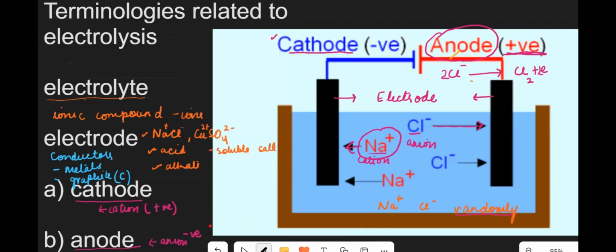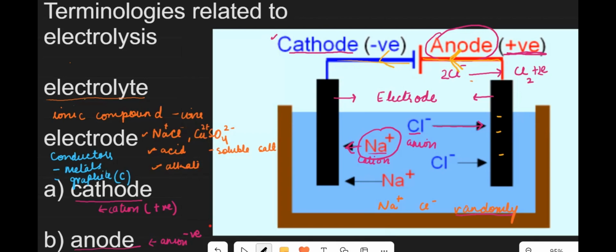And this is my external circuit. This is an external circuit of my wires, which are connecting the two electrodes with the DC supply. So what is happening? These electrons which are being lost at the anode are traveling through an external circuit toward the cathode. Now, what happens here?